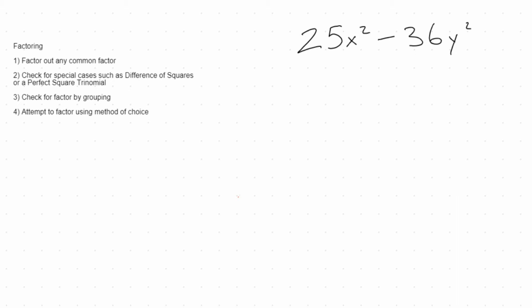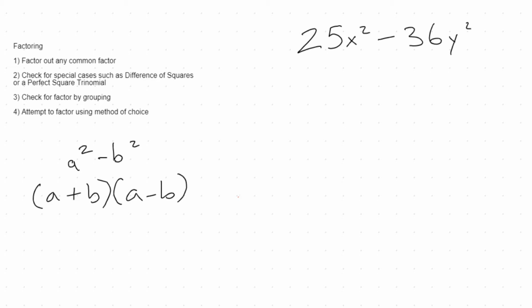So in this case, we have 25x squared minus 36y squared. The way that a difference of squares will work is that we have to have a perfect square for the first term, a minus sign, and then a perfect square for the second term. You may see the rule represented as a squared minus b squared. This is the format where there's a perfect square minus another perfect square, and the way that that factors is going to be a plus b, a minus b.